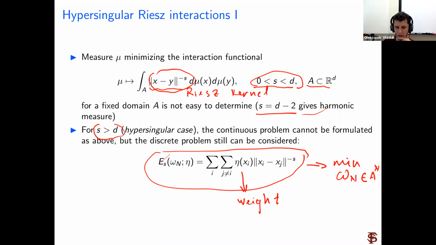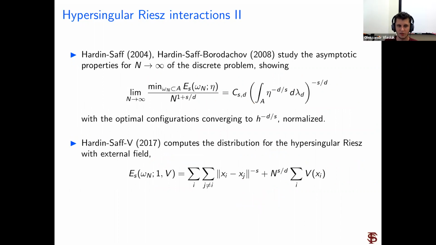So what is the deal with large s? Unlike the case of small s, finding the measure that is asymptotically optimal for this configuration is not that hard. Quite a bit is known about the asymptotics for large n of such discrete configurations. Here the order is different: for optimal quantizers, we had to multiply by n to the power p over d. Here we have to divide by n to the 1 plus s over d.